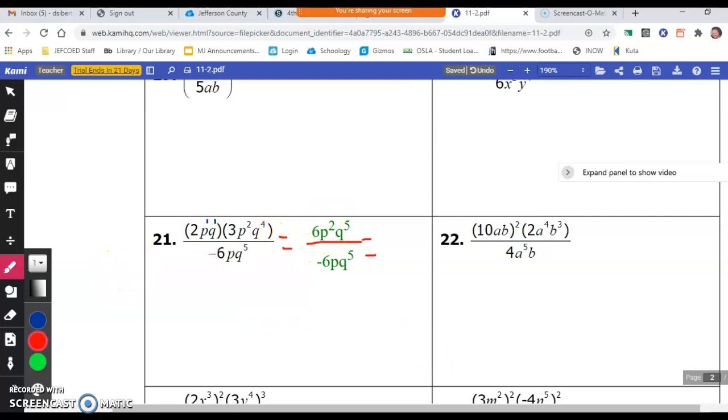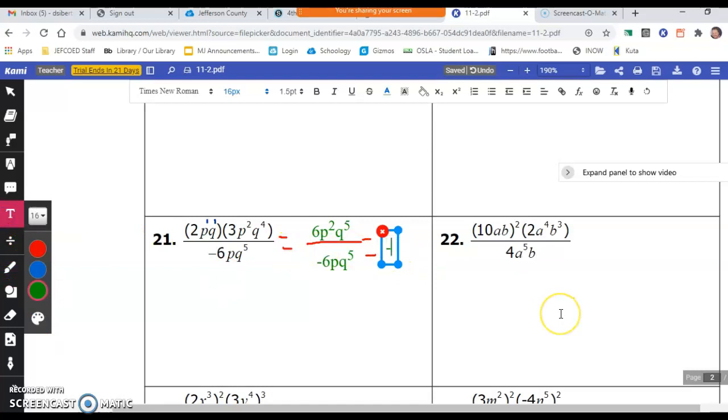So 6 divided by -6 is going to be what? -1. Now, you guys need to understand that that's simply just a negative in front of everything. Because you know when you multiply, anytime you multiply by 1, what happens to that value? It stays the same. So we're just going to have that negative in front.